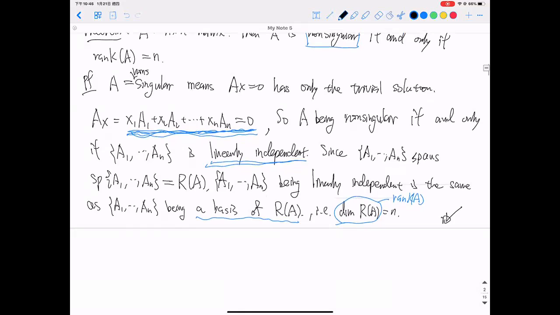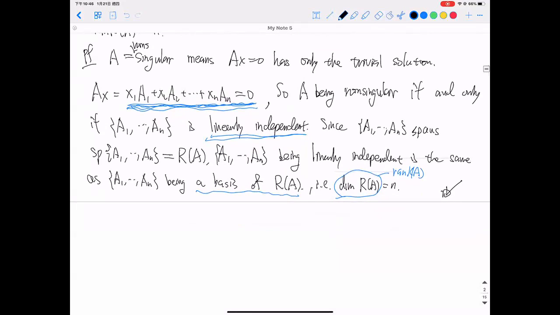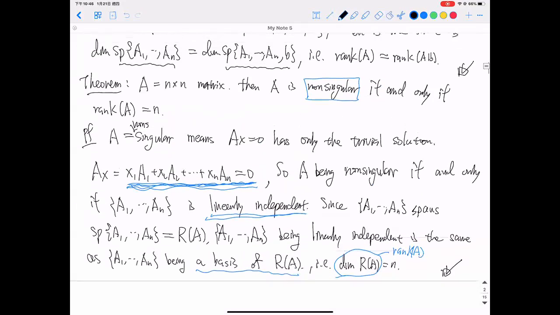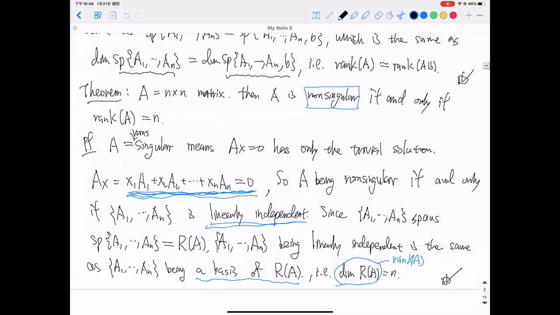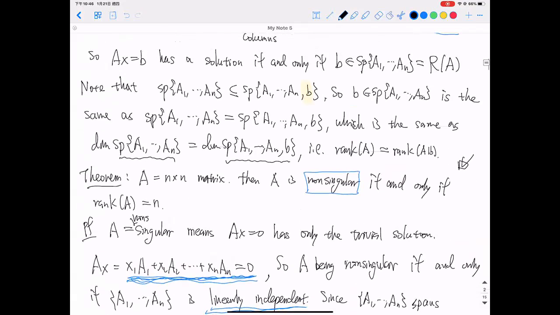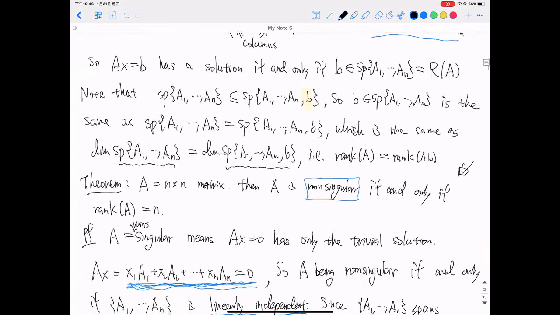Now I should tell you that applying this theorem in practice to a given matrix amounts to, if you have a matrix, trying to decide whether AX equals B has a solution or whether A is non-singular or not.